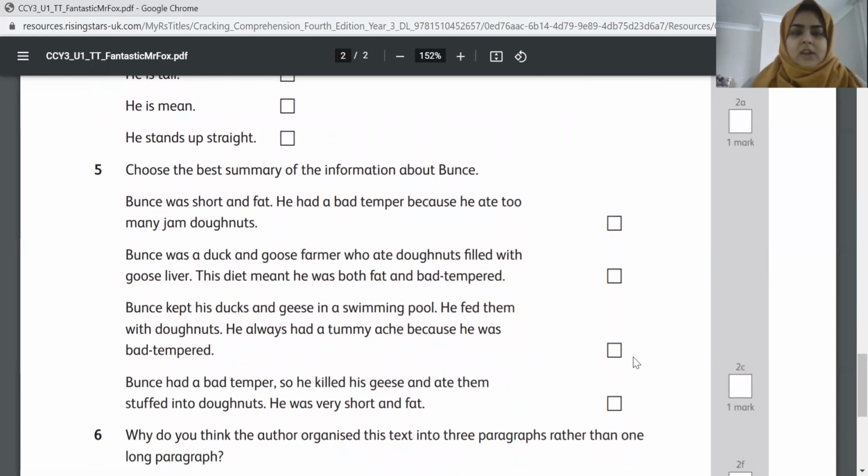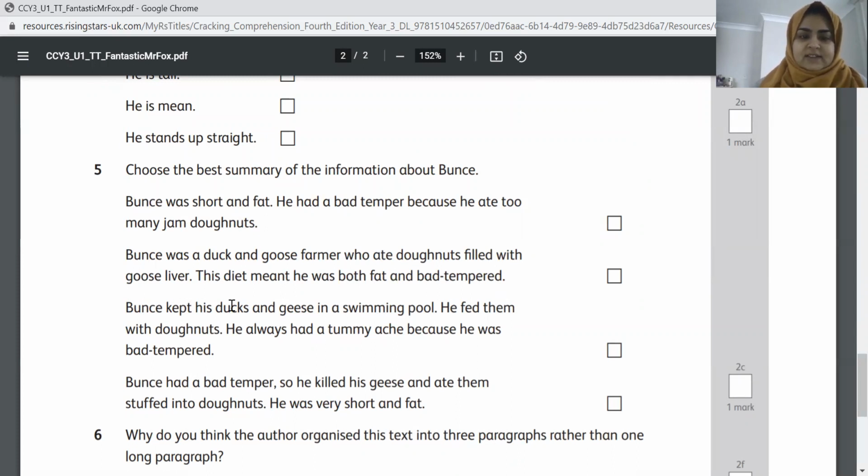Now, question number 5. Let's read it. It says, choose the best summary of the information about Bunce. Now, this question is worth 1 mark. It says choose the best summary. So you have 4 summaries here, and you need to choose the best one, which gives you the most accurate information about Bunce. Okay. Now, the 4 that you have are: Bunce was short and fat. He had a bad temper because he ate too many jam donuts. Bunce was a duck and goose farmer who ate donuts filled with goose liver. This diet meant he was both fat and bad-tempered.